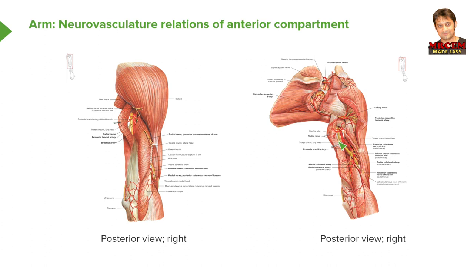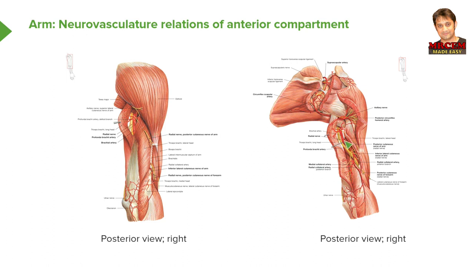Reminding ourselves that the triangular interval is formed medially by the long head of triceps, superiorly by the teres major muscle, and laterally by the humerus. We can see these nerves and these blood vessels are leaving the axilla and passing to the posterior compartment. We can see up here we have the axillary artery, and that is eventually becoming the brachial artery, and coming from the brachial artery we can see just here we have the profunda brachii artery.